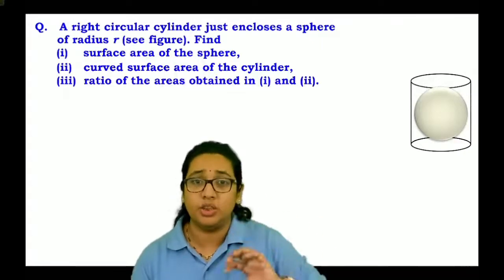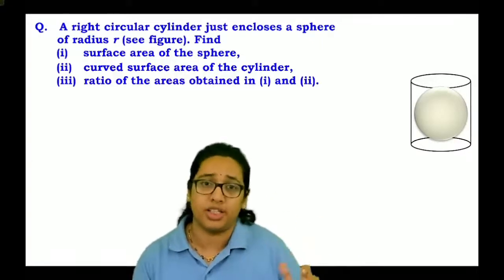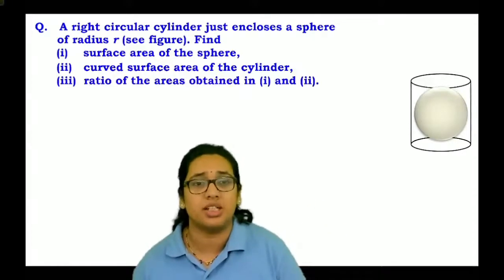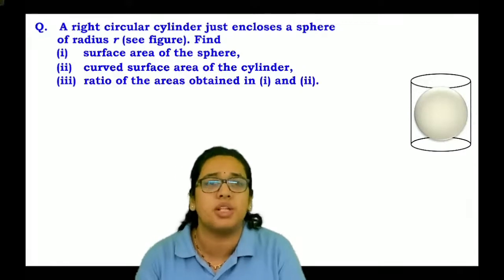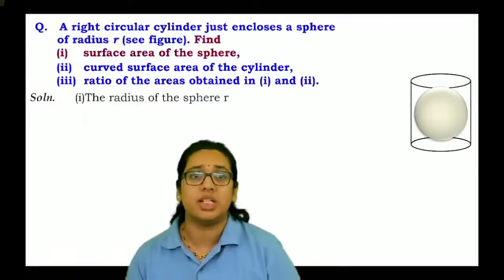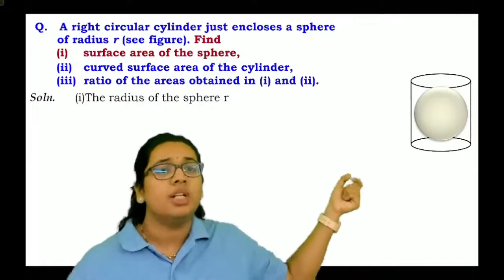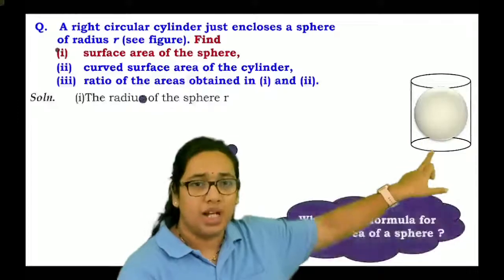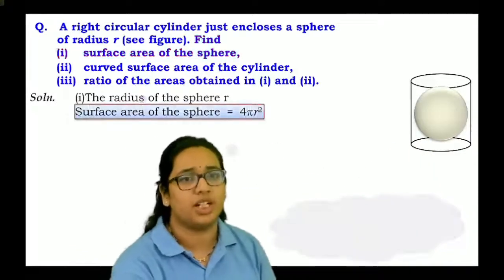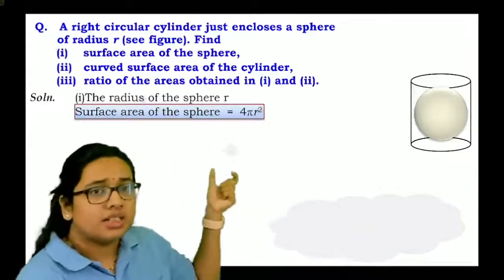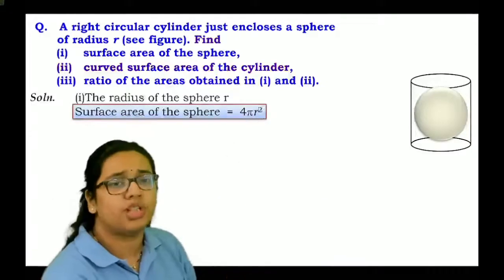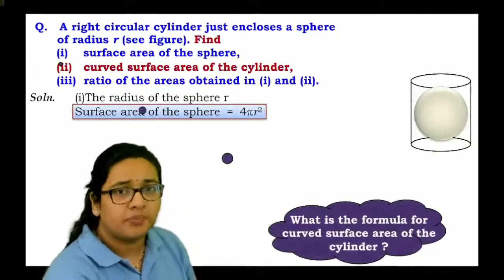Again, we don't have any numerical value for R or H or anything else. But the given condition is that a right circular cylinder just encloses a sphere of radius R. It means that आपको consider क्या करना है, अगर आप ये बोलते हो that the radius of the sphere will be R, then we can say that directly आपको क्या मिलता है, check okay. The radius of the sphere will be r. Then obviously the surface area of the sphere will be 4 times pi r square, right?